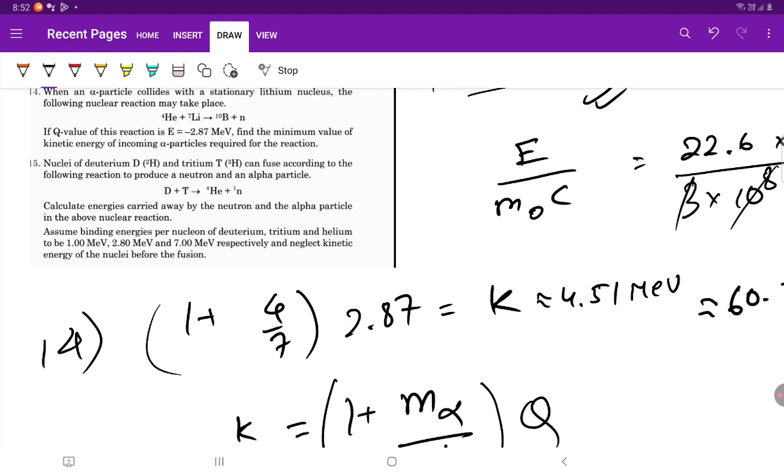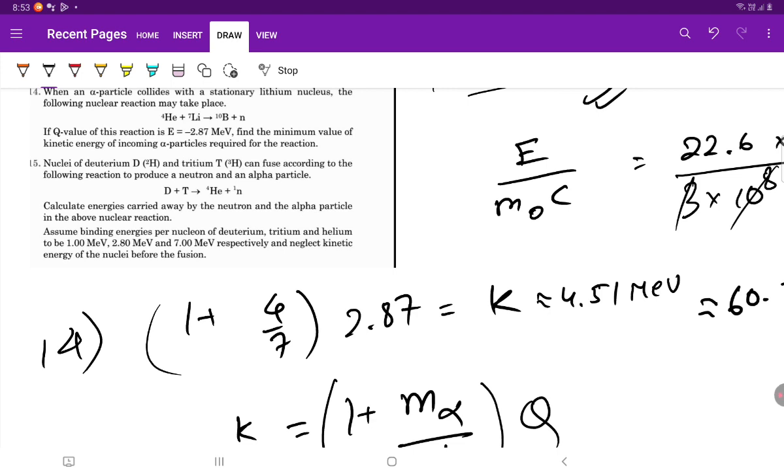And they're saying that the Q value of the reaction is minus 2.87 mega electron volt. What it means, basically, is that when the particle is projected, energy will be released or absorbed, and the reaction will proceed as per the Q value, which is given as the mass of reactants minus the mass of products, into c square. This implies that the mass of the reactants will be less than the mass of the products. It implies basically it's an endothermic reaction. So since the Q value is negative, it means that energy will be absorbed.